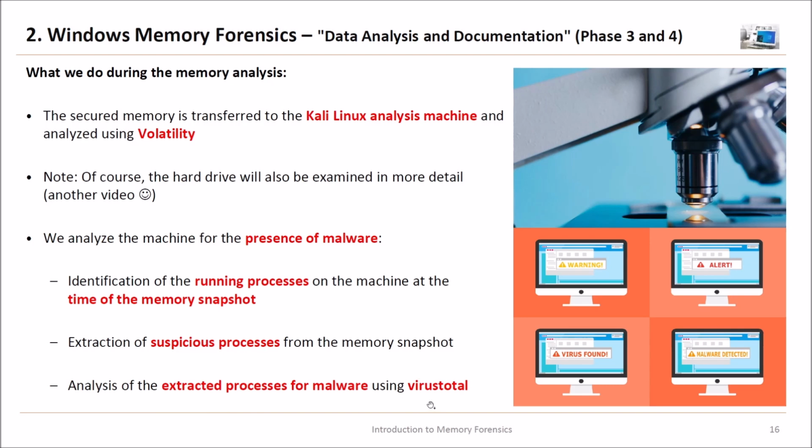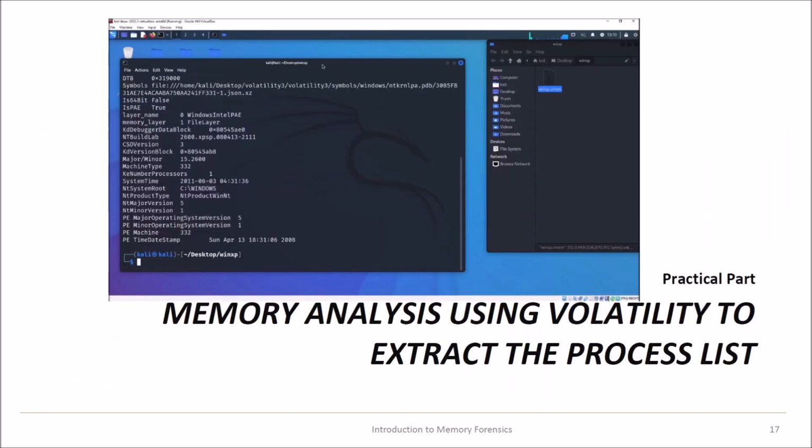This is a web page where you can upload, for instance, fingerprints of processes or executables, and then VirusTotal has a lot of antivirus programs checking these and giving you a report. Now let's analyze the memory that we captured using Volatility. And of course we want to extract the process list.